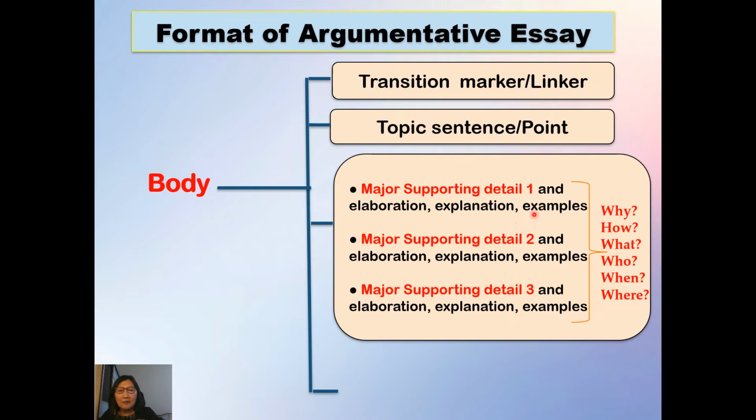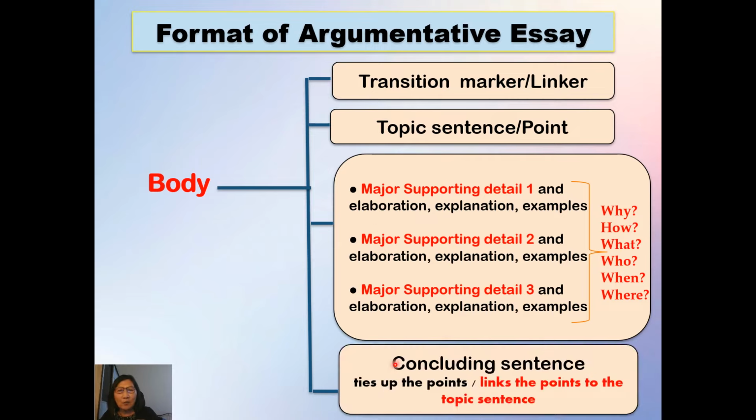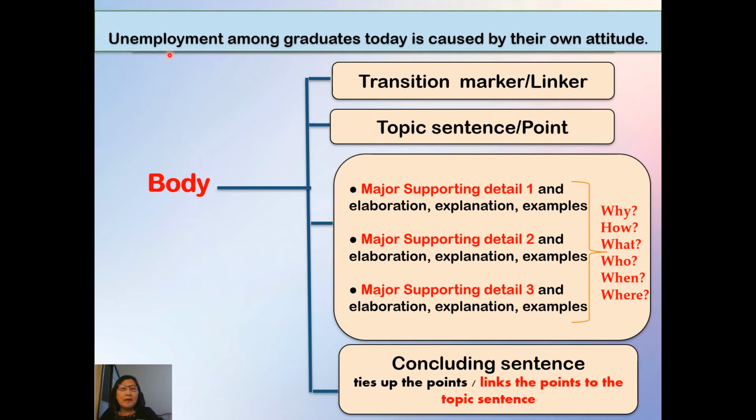Once you are done with providing all the elaborations, the explanations, and the examples, then you move on to the last part of the body paragraph where you write the concluding sentence. This concluding sentence ties up the points that you have discussed here. And this is linked to the topic sentence. So now let's put in the points for each part of the body paragraph. Again, we are using unemployment among graduates as our topic of discussion here.